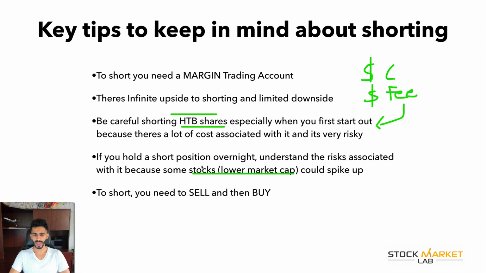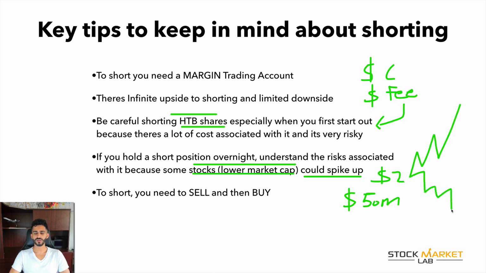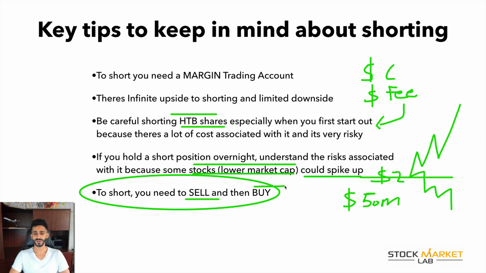If you hold a short position overnight, understand the risks associated with it, because some stocks with lower market cap, as I mentioned in the previous lessons, could spike up. So if you're trading a $2 or $3 stock that has, let's say, a $50 million market cap, you have to understand that these types of stocks are the stocks that go up 100, 200%. These are the stocks that also go down 50, 60% in a day or overnight. So shorting them, you have to be very, very careful. I do not recommend for you to do so when you first start out. And then finally, to short, you need to sell and then buy. The concept of shorting is you're first hitting sell and then you're hitting buy.